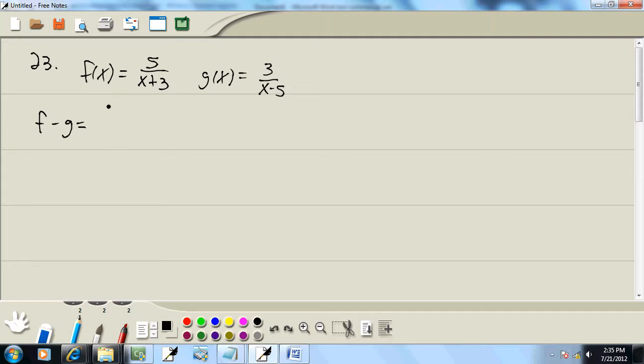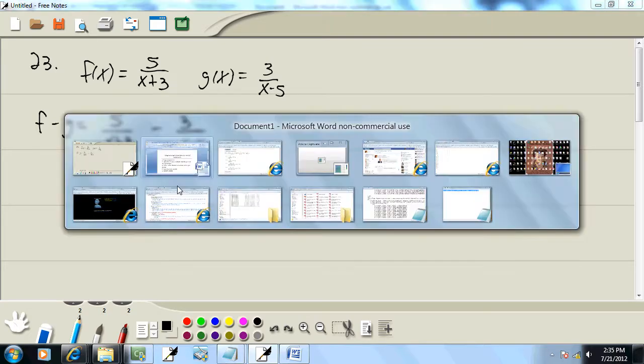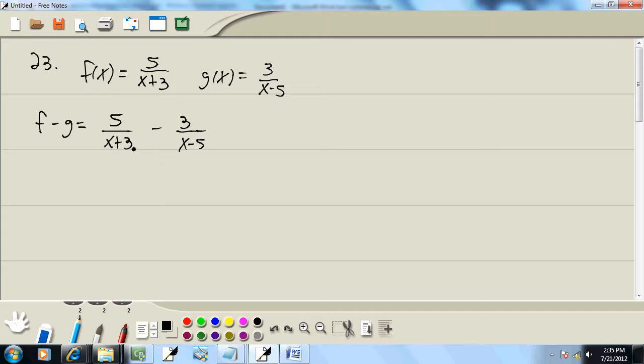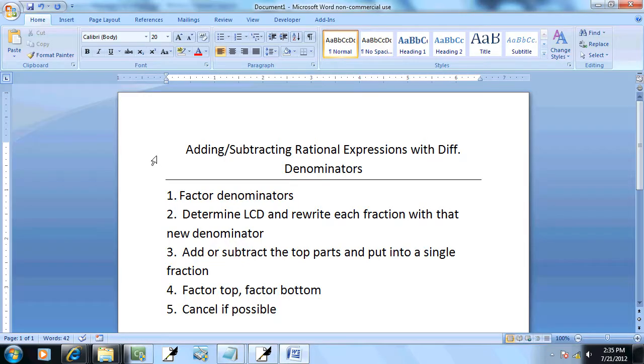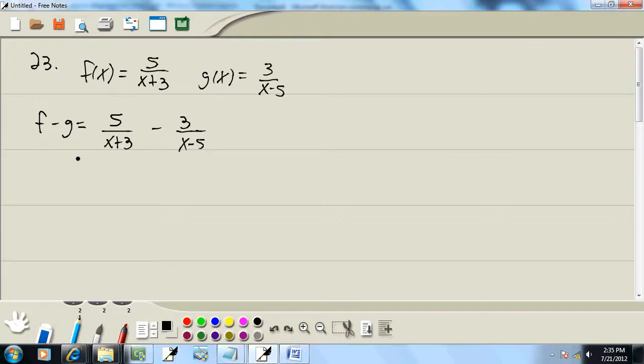Okay, so we're going to have 5 over x plus 3 minus 3 over x minus 5. And step 1, factor the denominators. Well, nothing to factor here. These are as simple as they get. Step 2, determine your LCD and rewrite each fraction with a new denominator.